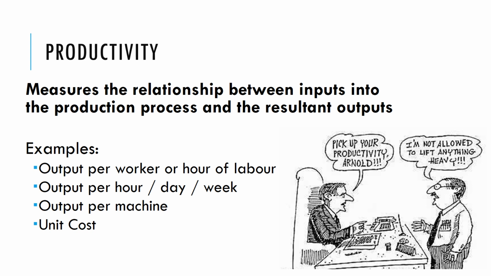So examples might be the output per worker, the input being the worker and the output being the number of goods, or the output per day, or hour, or week, or the output per machine, or another example might be unit cost. We're going to focus on labour productivity in this section.